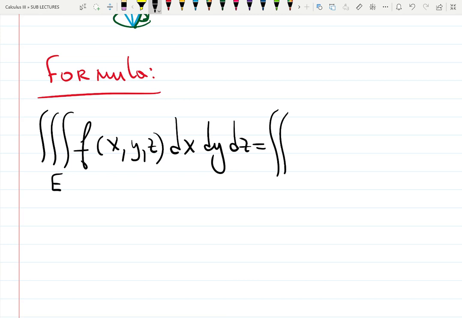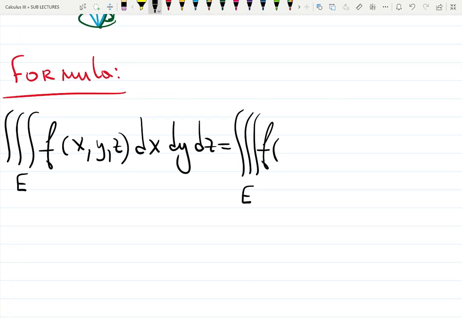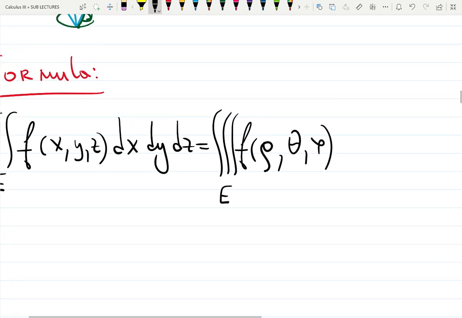Triple integral is still over E, but now f depends on three new variables, which are, so radius always goes first, then theta, then phi, but then the thing you have to memorize is, there used to be r d theta. Now it's going to be r squared, but it's now in 3D. So it's going to be rho squared. And then sine of phi shows up.